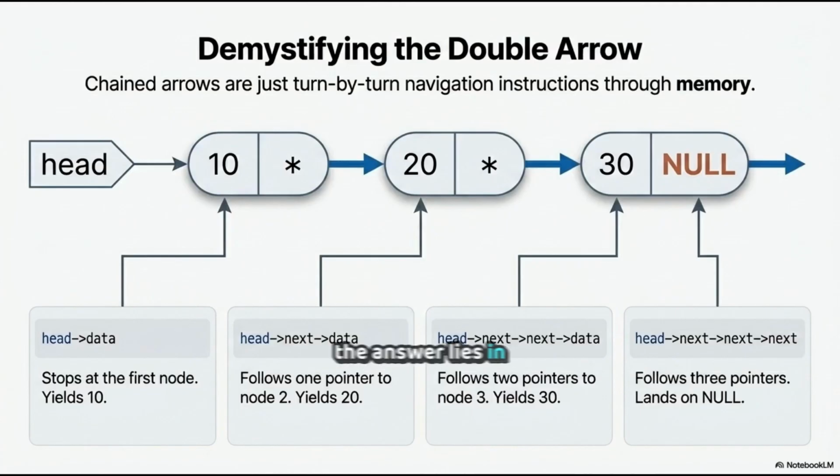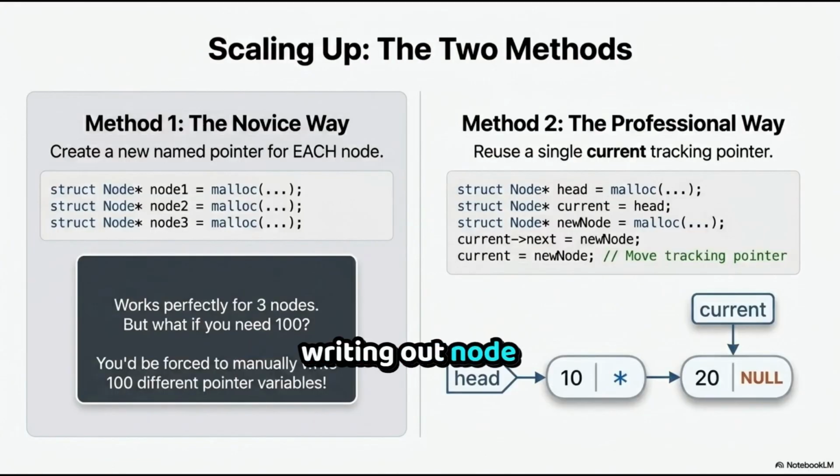Well, the answer lies in the chained arrows. You can think of chained arrows exactly like a turn-by-turn GPS navigation system driving straight through computer memory. If you use head arrow data, your GPS stops at the very first node and yields 10. If you type head arrow next arrow data, the GPS drives past the first node, follows the pointer to the second node, and retrieves 20. Add one more arrow next, and your GPS navigates deep into the structure, arriving safely at the third node to find the number 30. Now, writing out node 1, node 2, and node 3 works totally fine for a tiny 3-node list, but what if you have 100 nodes? Or 1,000?